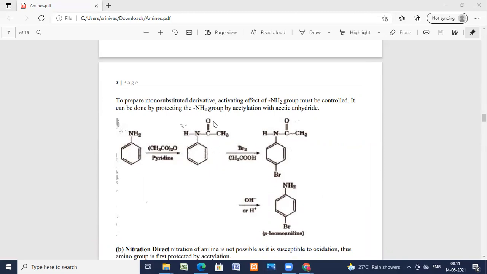After protecting this group by reacting with acetic anhydride and pyridine, we react with bromine in presence of acetic acid. Thereby, the bromine is getting attached at the para position. Then NH2 and again bromine. In presence of base, this gets liberated back. The acetyl group, whatever is blocking, again comes back. Whatever group is getting blocked, that comes out. Okay, parabromoaniline is formed.